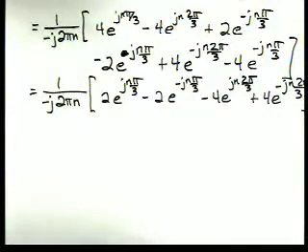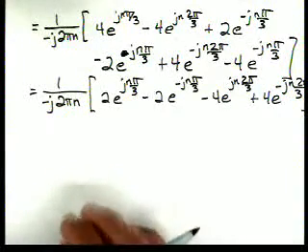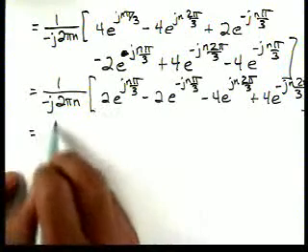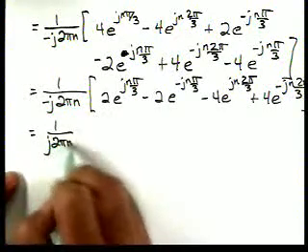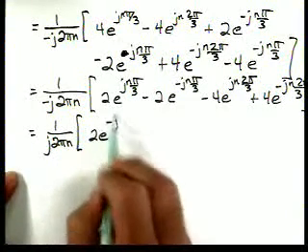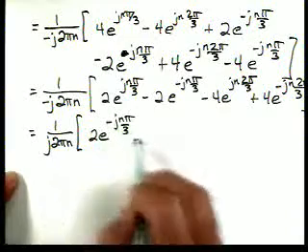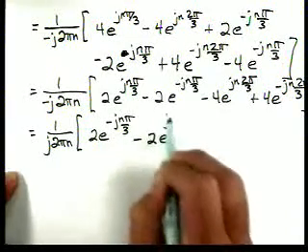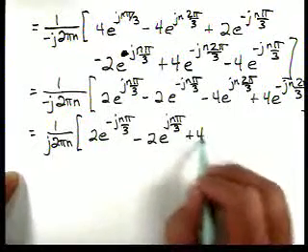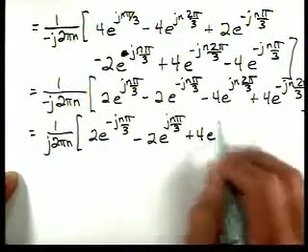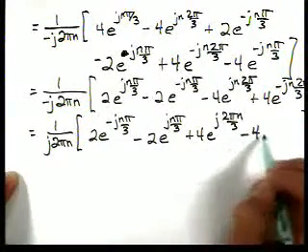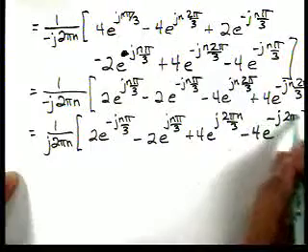Now let's take the minus sign in. So now we have 1 over j 2 pi n. And what this leaves us with is 2 e to the minus j n pi over 3 minus 2 e to the j n pi over 3, and this becomes 4 e to the j 2 pi n over 3 minus 4 e to the minus j 2 pi n over 3.